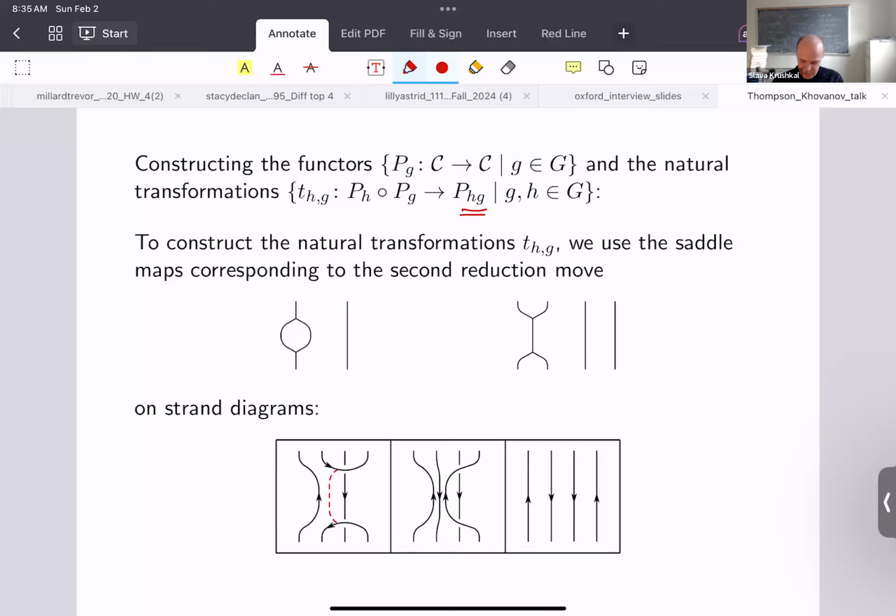Okay, so the reduction, let me just indicate here. Given G and H, you can multiply them, H times G. And the strand diagram that you get for the product is generally not going to be reduced. And so these are the reduction moves. Okay, so there's a cancel and caret, and then there's this type 2 move.